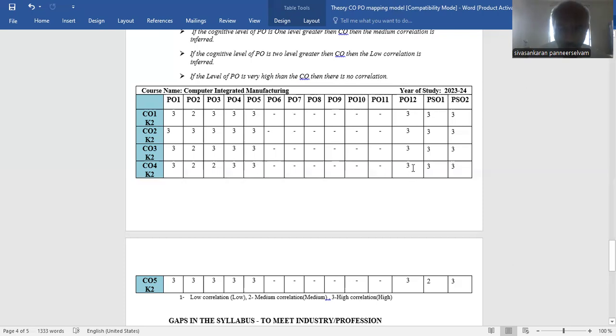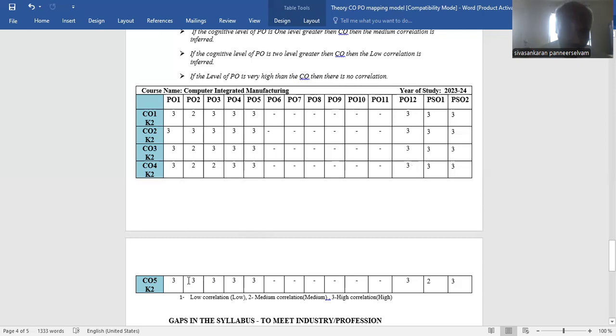And similarly, PO12, PSO1 and PSO2 each have an equal weightage of 3. By practicing the automated data management system throughout the lifetime, we can increase business efficiency with high speed and more revenue and profit. So in that case, PO12 has a high correlation with CO4.